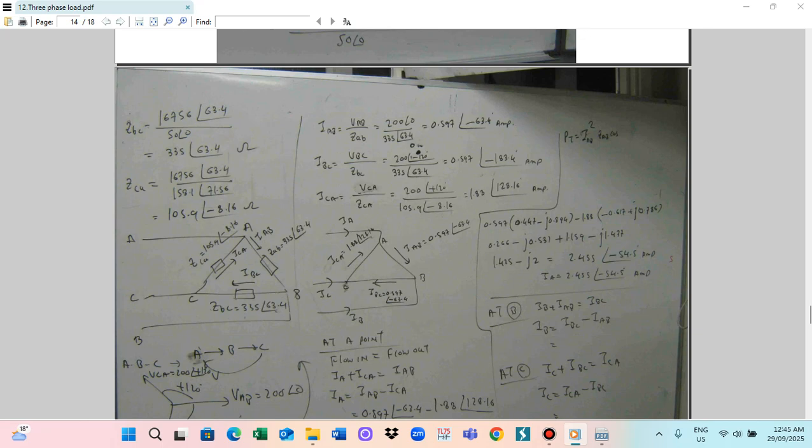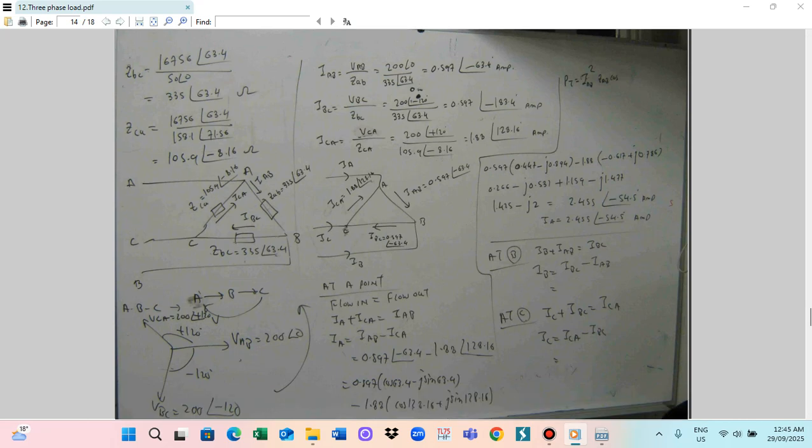Okay, so we already calculated, and then we have to calculate the current flow. So this is the IAB, and the ABC sequence means current flows from A to B and B to C. So the current flows are IAB, IBC, and ICA. So this is the current flowing. Sequence ABC means current flow from A to B, B to C, and then C to A.